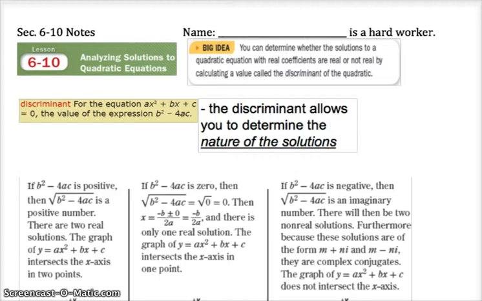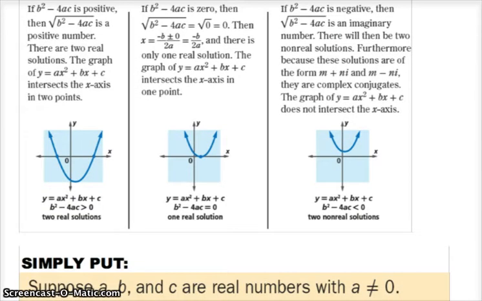One is that your number is positive. Two, the discriminant could be 0. Or 3, it could be a negative number. Now each one of these outcomes tells us something different about the solutions. So, looking at our table in the middle, I can see the three different cases.